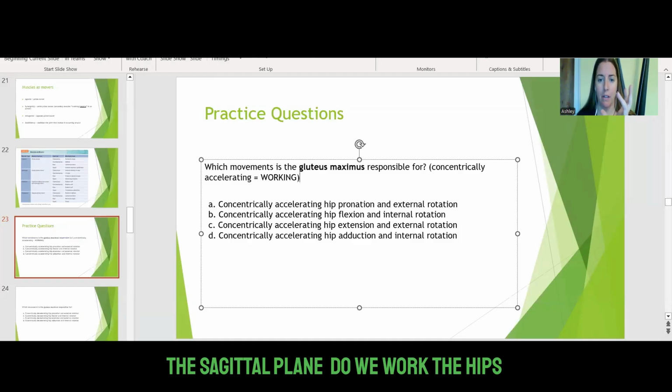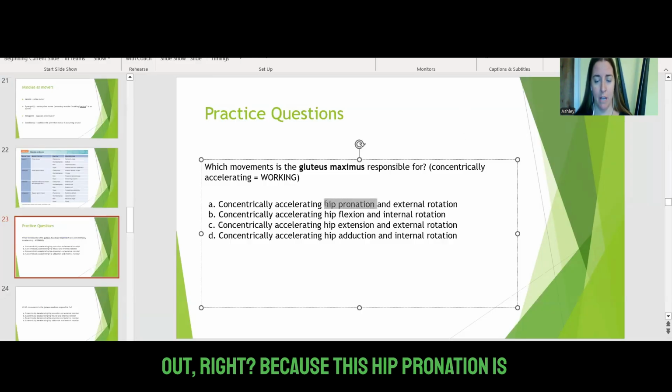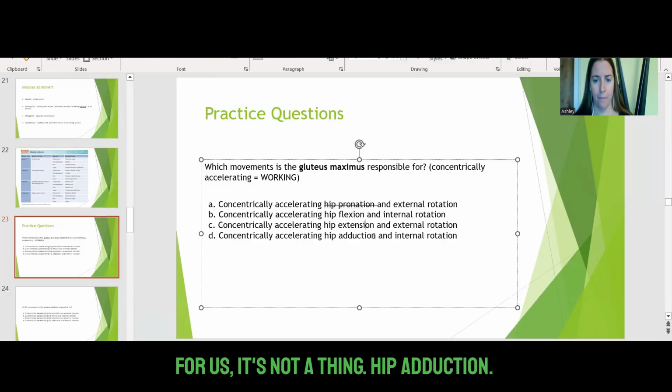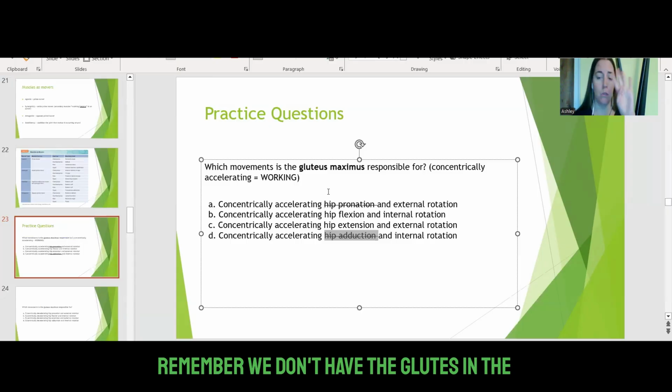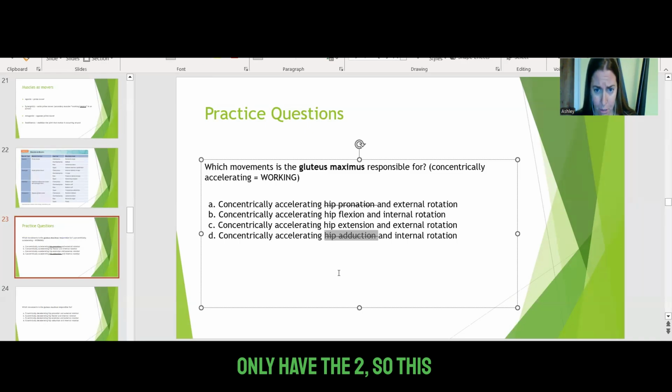In the sagittal plane, do we work the hips in? And here are our options: hip pronation, hip flexion, hip extension, hip adduction. A is out and B is out, right? Because this hip pronation is not even a thing. And well, for us, it's not a thing. Hip adduction, remember, we don't have the glutes in the lateral frontal plane. We only have the two. So this brings us between B and C.